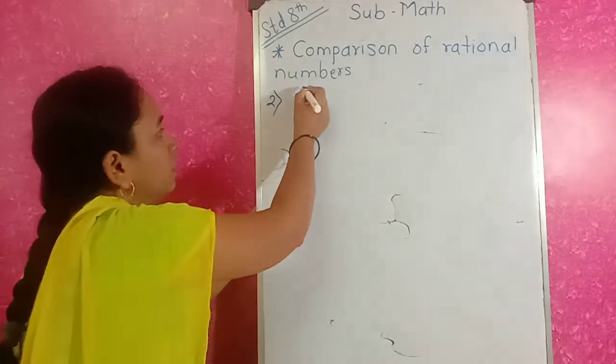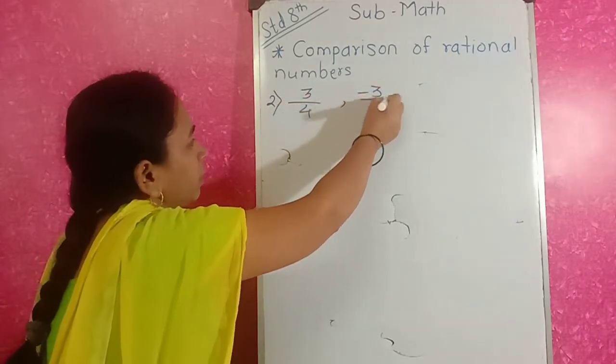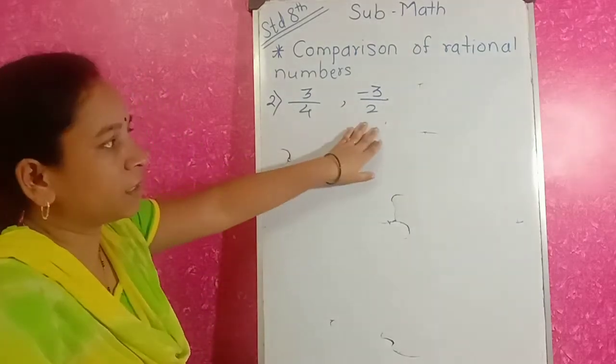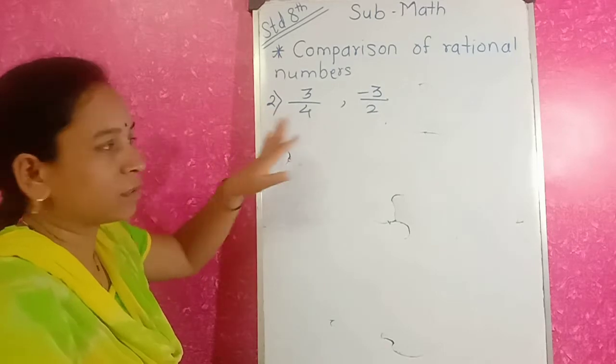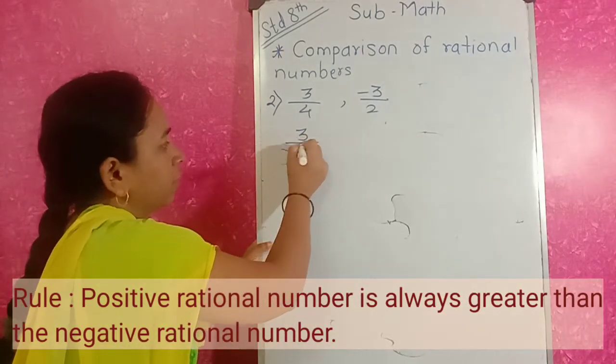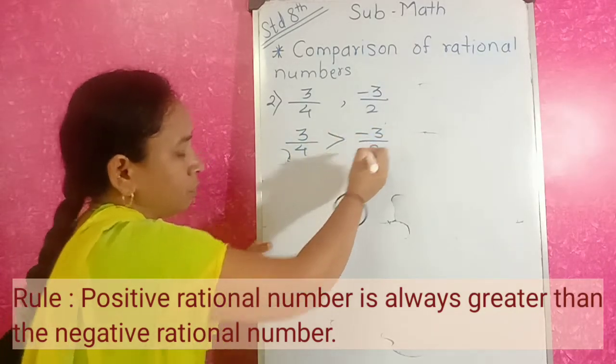Next example, 3 upon 4 and negative 3 upon 2. This is a very easy example. Here one is positive and one is negative; the positive is greater than the negative. No need to make the denominators equal. So directly I can write 3 upon 4 is greater than minus 3 upon 2.